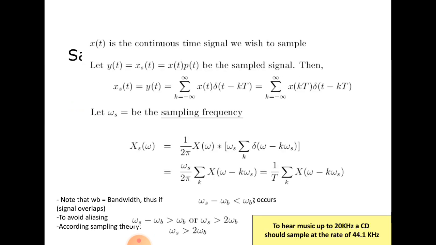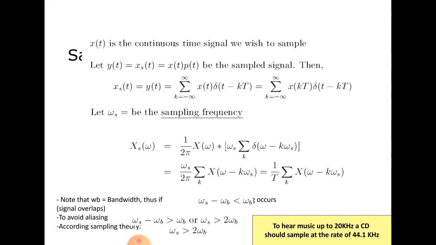Let x(t) be the continuous-time signal that we use to sample. Let y(t) = x(t)·p(t) be the sampled signal. Then y(t) = summation over k from minus infinity to plus infinity of x(t)·δ(t − kT), which is equal to the summation over k from minus infinity to plus infinity of x(kT)·δ(t − kT). Let omega s be the sampling frequency.